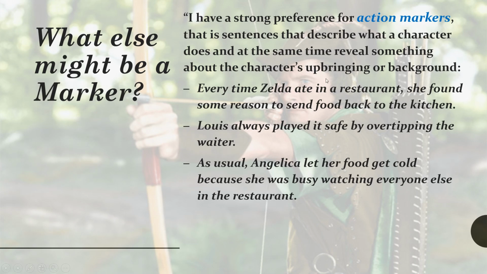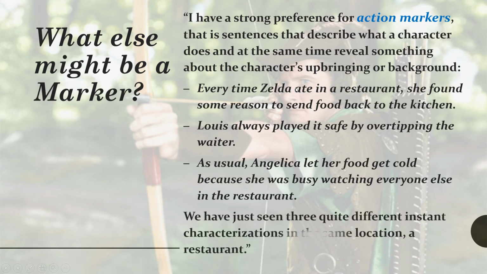So Zelda, probably pretty prissy, pretty in touch with herself, and also likes to complain. Lewis, playing it safe, over-tipping the waiter, so apparently he does not want to be thought less of for some reason or other. Angelica watches everyone else in the restaurant. She might be fascinated by people. These tell us different things about people.